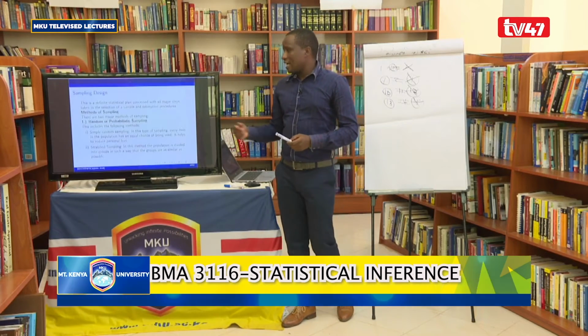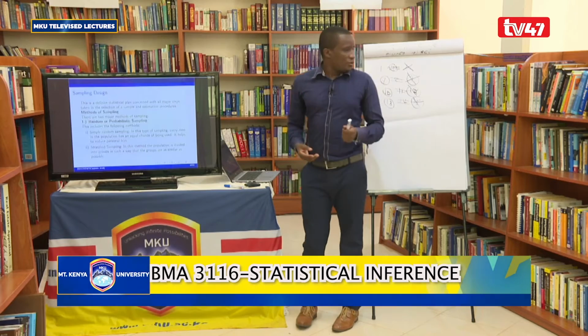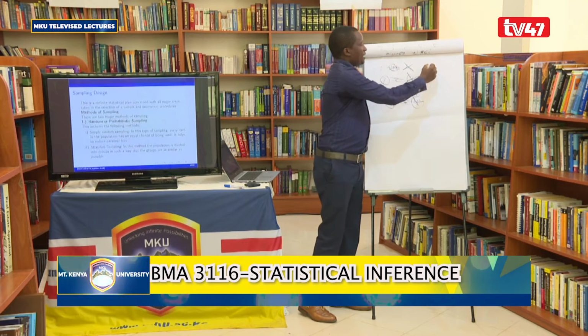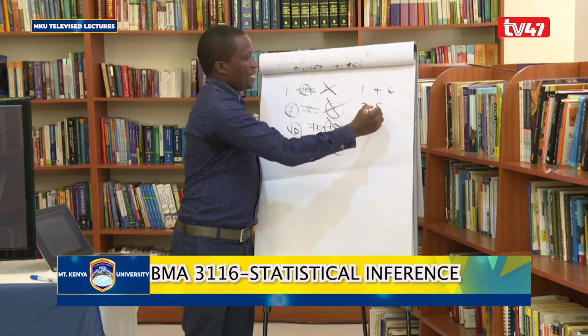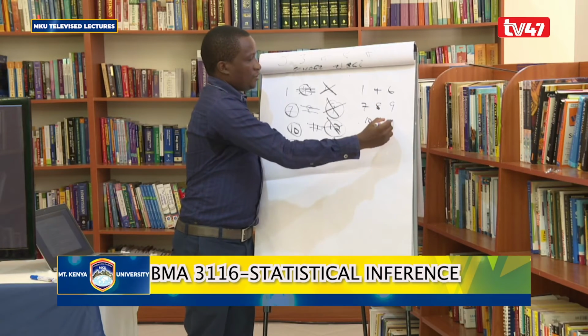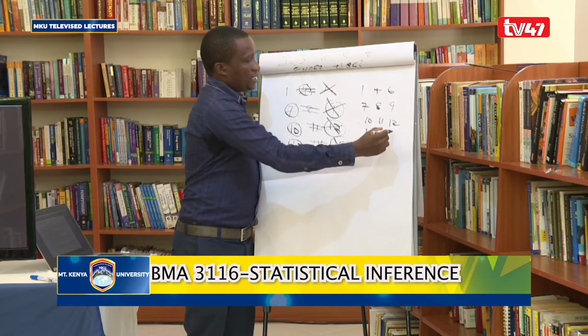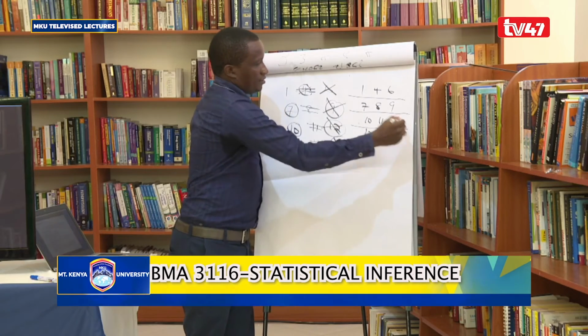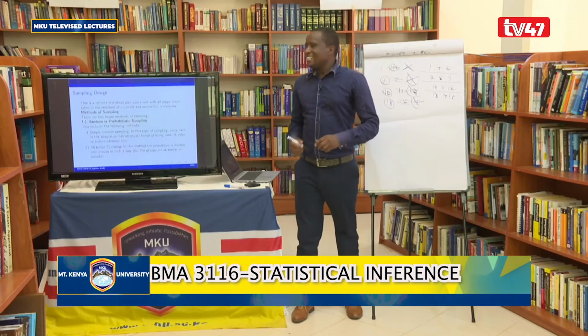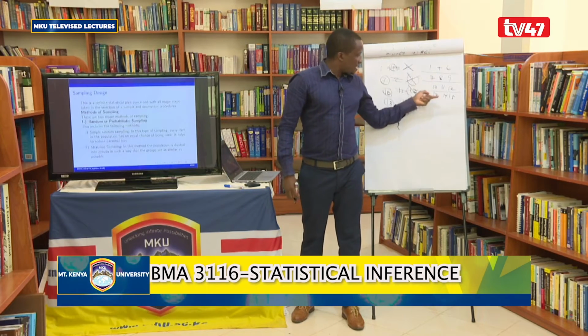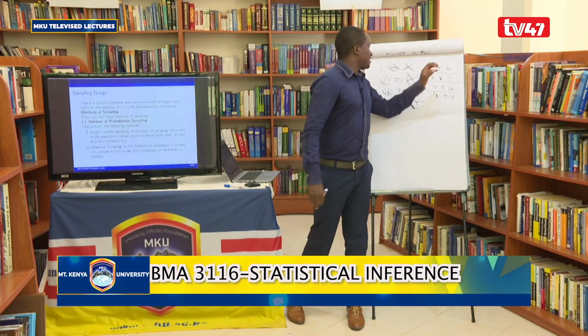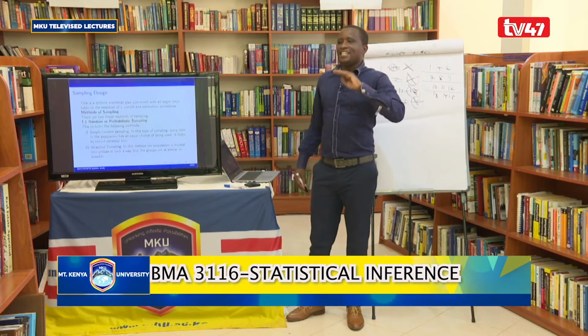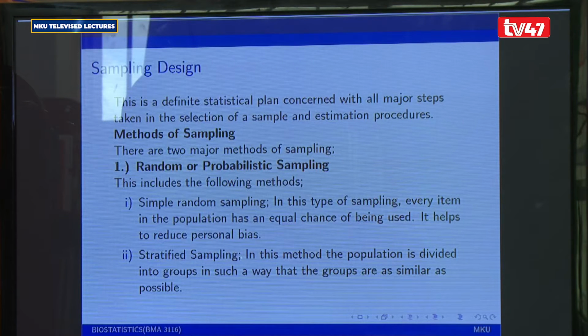The other type of random sampling is stratified. So the same case I was having here, if I had 1, 4, 6, again 7, 8, 9, 10, 11, 12, then I have 13, 14, 15, then I might decide to divide into 4. And then at least pick from each of these sets. Or I can decide I'll take the mean of each. So first, divide the data into groups in such a way that the groups are as similar as possible, then pick a value from each of the classes.